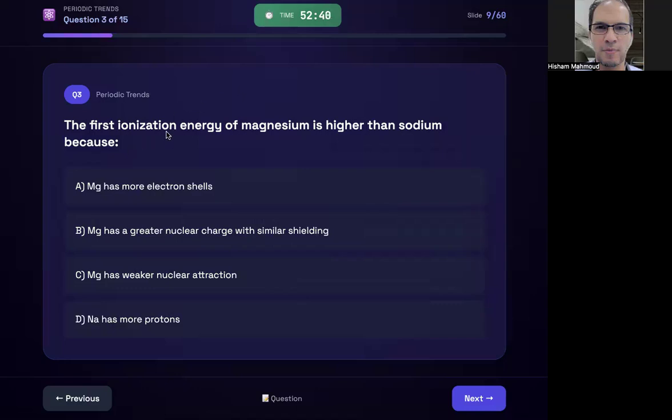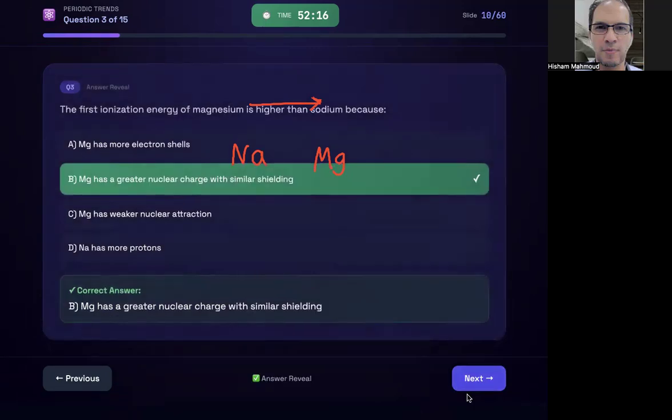Question number 3. The first ionization energy of magnesium is higher than sodium. Why is that? We know magnesium is here and sodium is here. So first ionization energy increases as you go from left to right. But what is the reason? Is it because magnesium has more electron shells, or it has greater nuclear charge with similar shielding, or it has weaker nuclear attraction, or it has more protons? The answer is that it has greater nuclear charge with similar shielding.